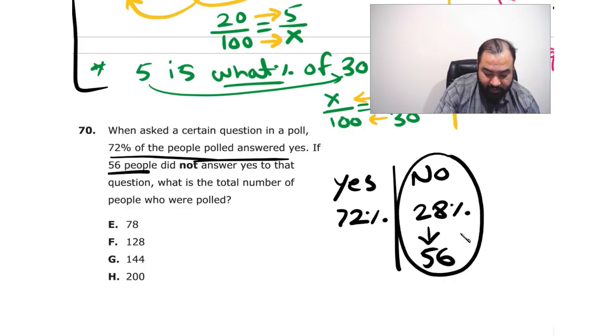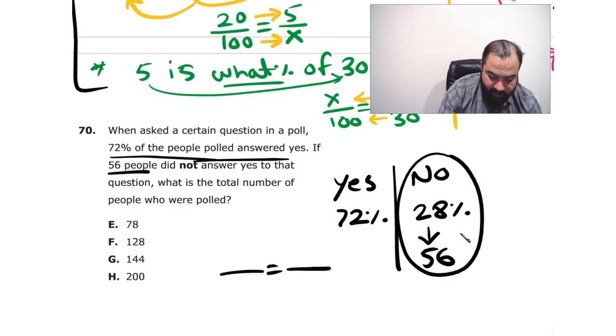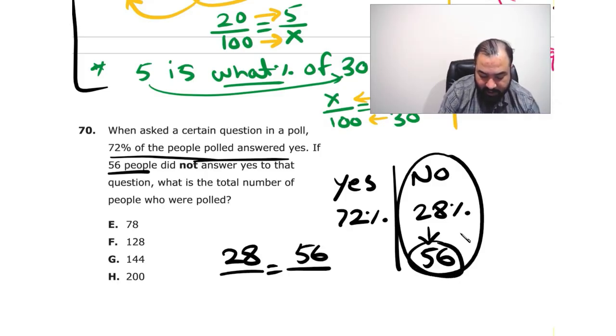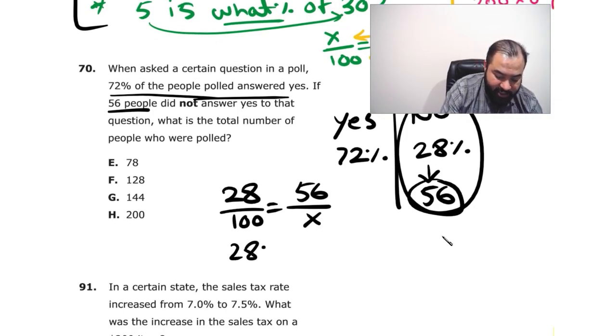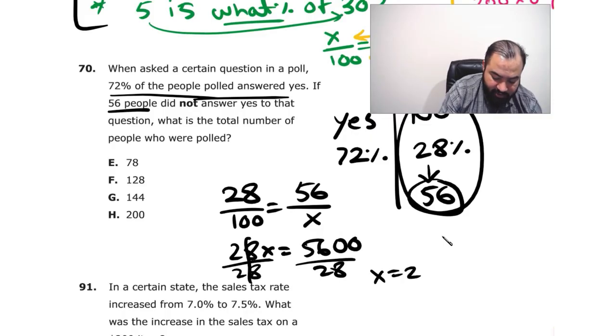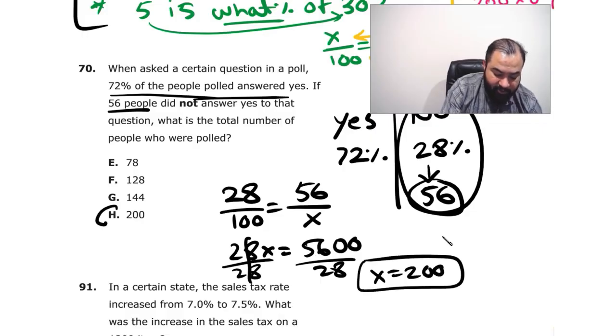So we can set up the proportion that, all right, the 28% is the what? 56. So I want to know 100% is, what do I put here? X. That's it. Now you just cross multiply, solve it. So it's 28x equal to 5600. Divide both sides by 28. So x equal to 200. So that's the total.